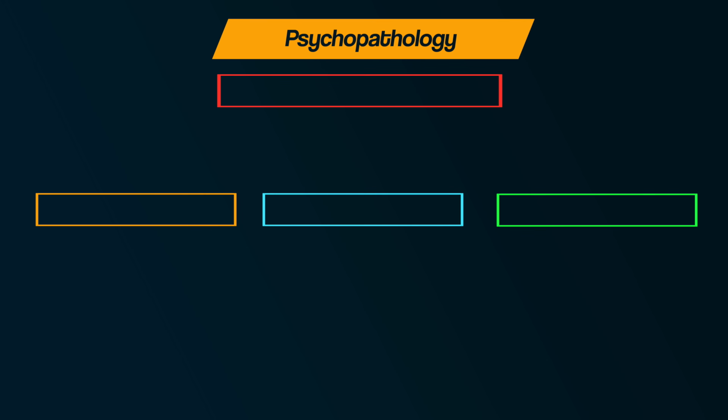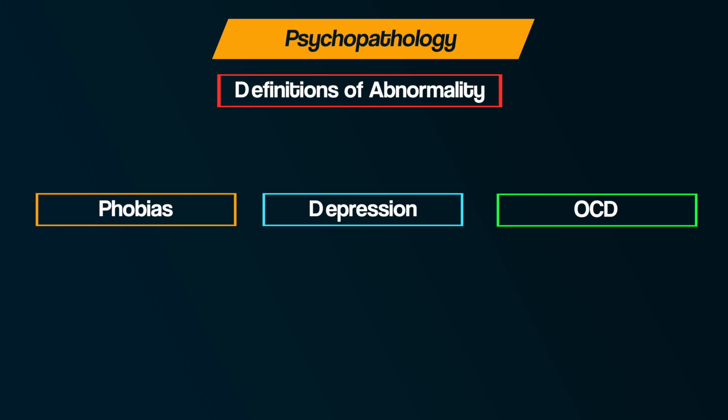The first thing we always need to do is have the big picture of the topic to know how it all fits together. So psychopathology can be broken down into 4 sections. Do you know what they are? Write them down now. Psychopathology is broken down into the definitions of abnormality, phobias, depression, and OCD.